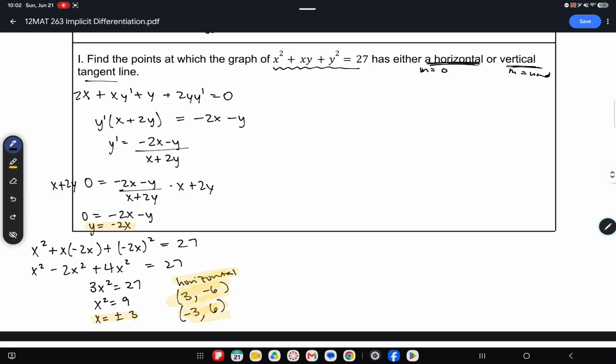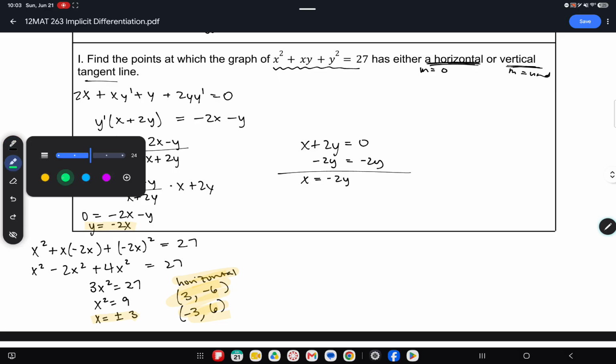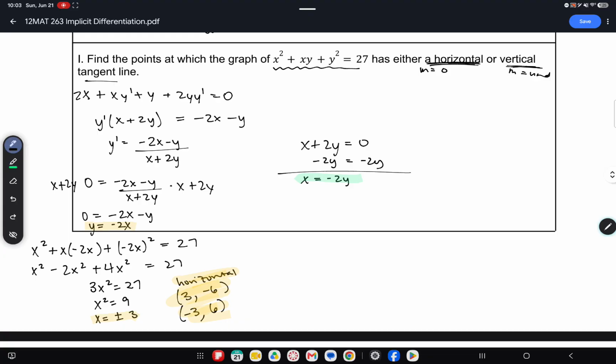Now, the vertical ones is where the derivative is undefined. So that's going to be the denominator, right? So the denominator, x plus 2y, set equal to 0. I'm going to do the same thing here, but with the x. I'll subtract 2y, so I have x equals negative 2y. And I'll keep that in mind here.